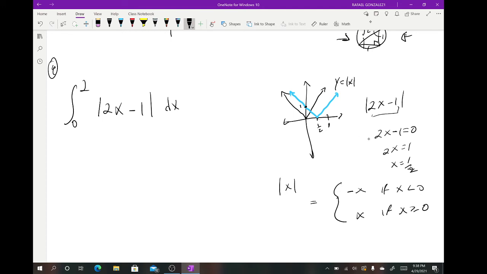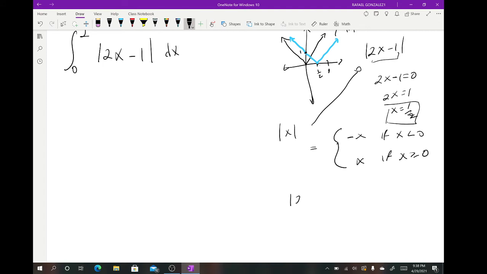But what makes our original piecewise function 0? x equals 1/2. So we get that the absolute value of 2x minus 1 is the same thing as negative (2x minus 1) if x is less than 1/2, and 2x minus 1 if x is greater than or equal to 1/2. That is by the definition of the absolute value.